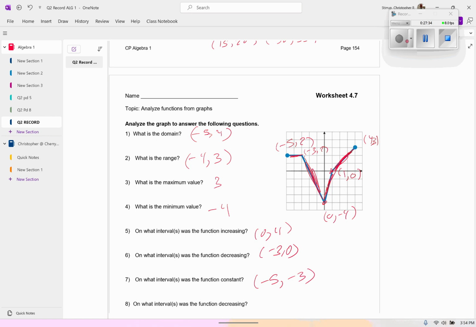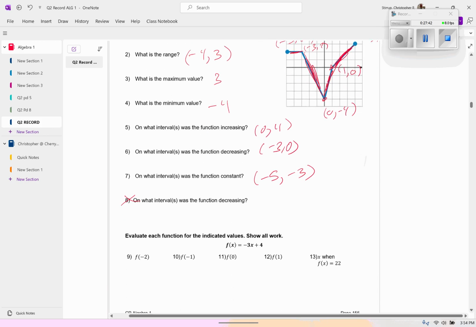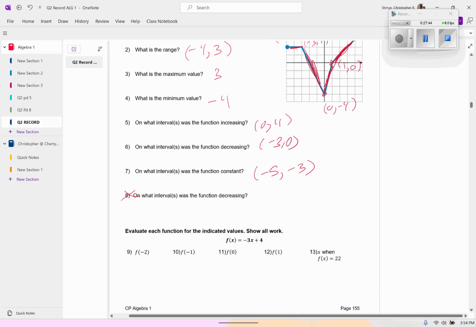On what interval was the function decreasing? That's the same question as 6, so I don't think we have to worry about that. I don't know why we asked that twice, but it happens.